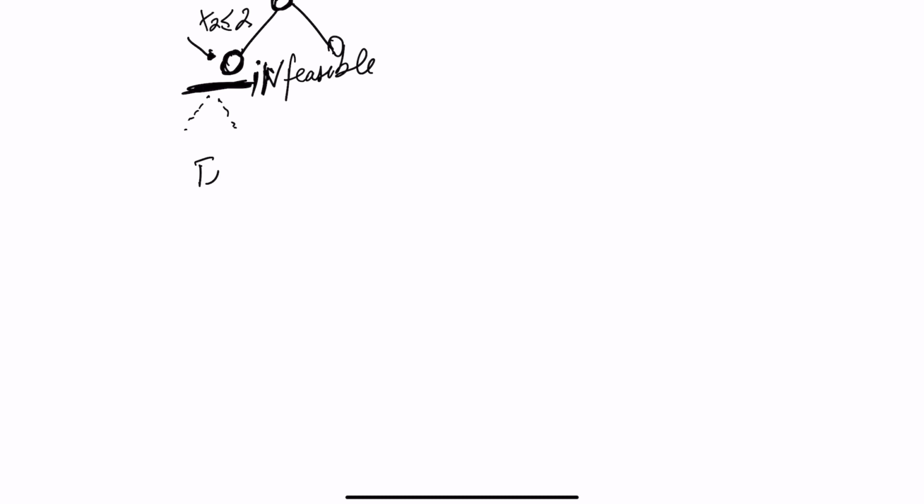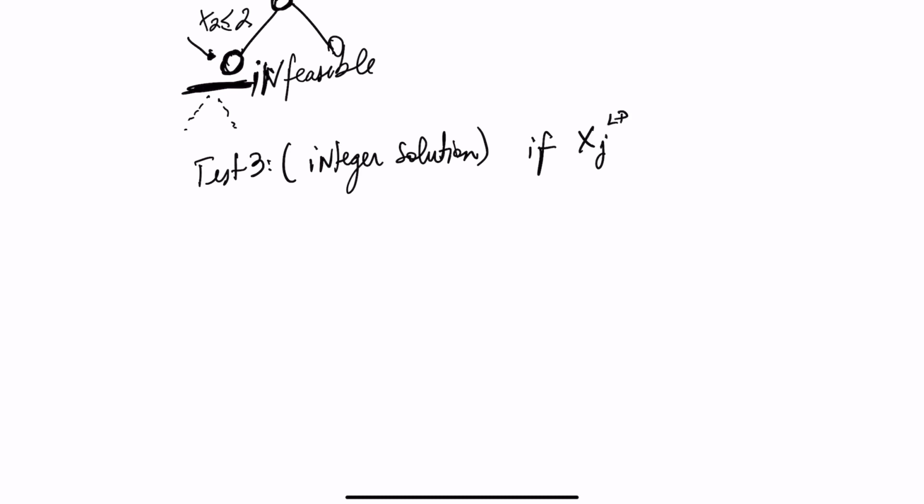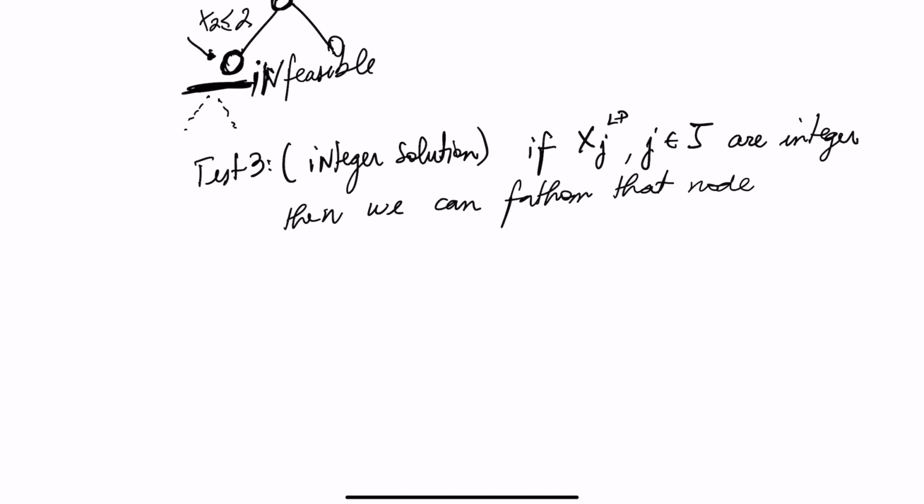The third test is if we find an integer solution. So this test here, if the solution for the decision vector associated with a particular node, for all the elements that are inside that decision vector, are integer, then we can fathom that node. That means we will not continue in that tree, on that branch of the tree anymore.